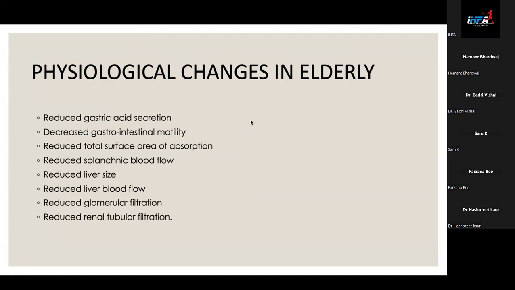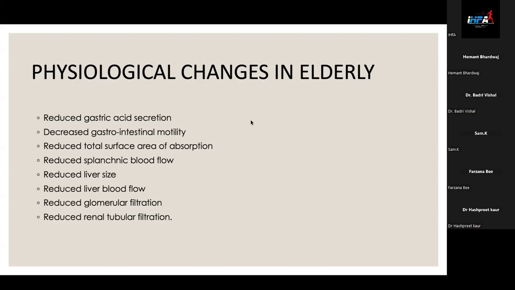So, coming to the physiological changes in the elderly, one of the changes we usually get is reduced gastric acid secretion. The elderly usually get a lot of bloating and digestive issues because the gastric acid secretion in them is reduced day by day, because of degenerative changes in the physiology and a reduction in the number of chief cells which help to secrete the gastric acids. There is also a decrease in gastrointestinal motility because of changes in the gut and the neuromuscular system.